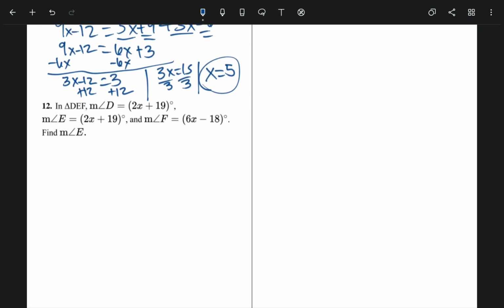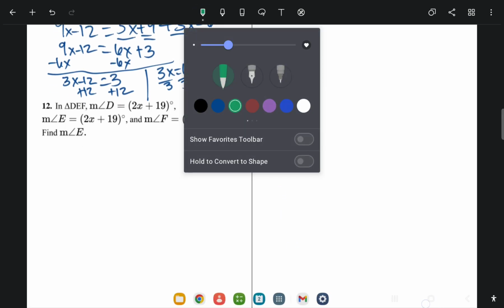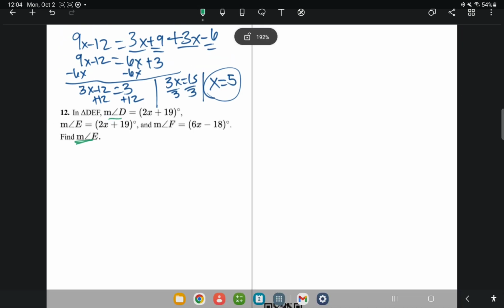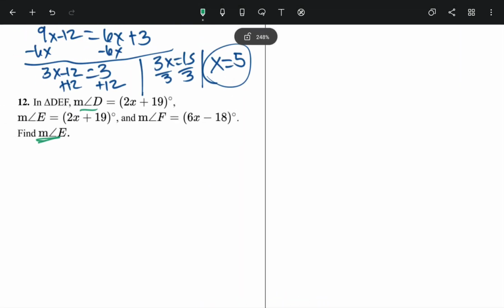Now we have another word problem here. This time we are trying to find the measure of angle E. Here's a hint. If you see only one letter in each of your angles, you are probably dealing with interior angles. But let's draw this out to make sure. Triangle DEF.